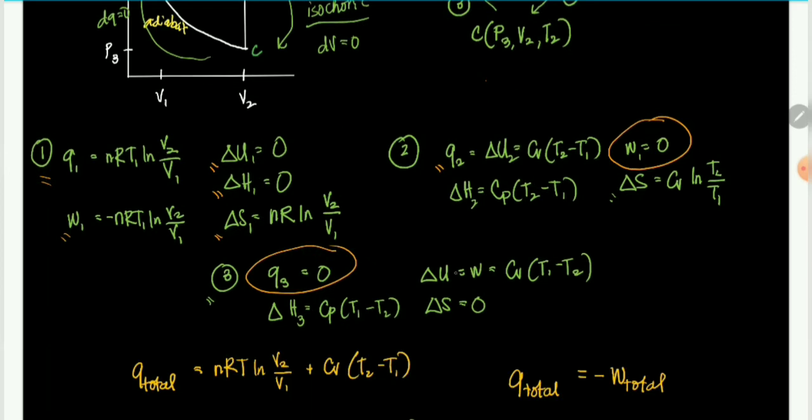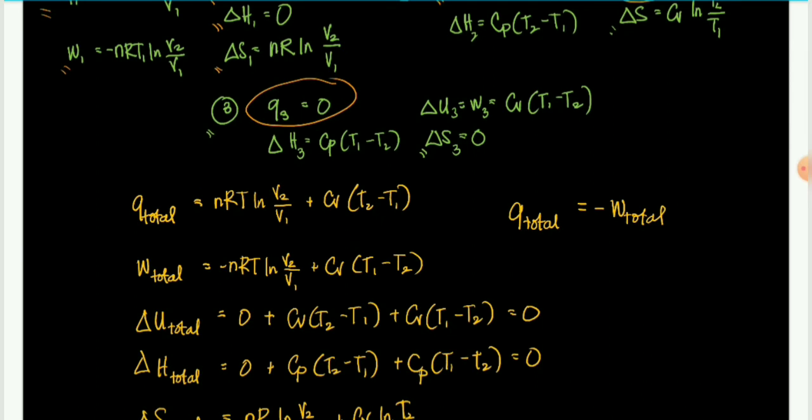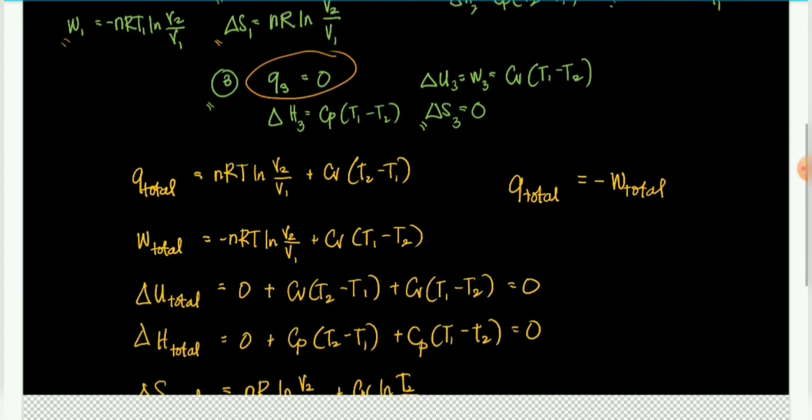Tapos, sa delta U3, we have delta U is equal to W because this is an adiabatic process. So, 0 ang ating Q. So, delta U3 is equal to W3, which is also equal to CV times T1 minus T2. Okay? So, since this process is adiabatic, your delta S3 is 0. Okay? So, for this cycle, i-compute natin yung mga total Q, W, delta U, delta H, and delta S.